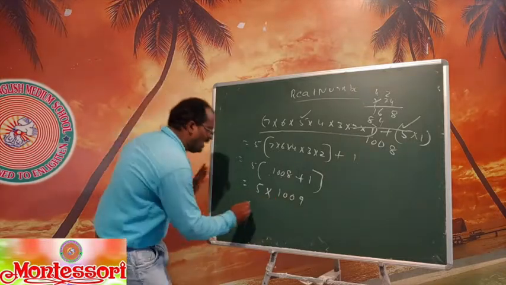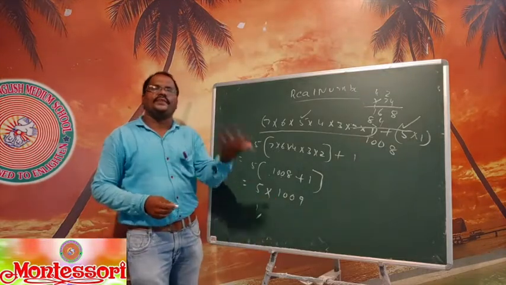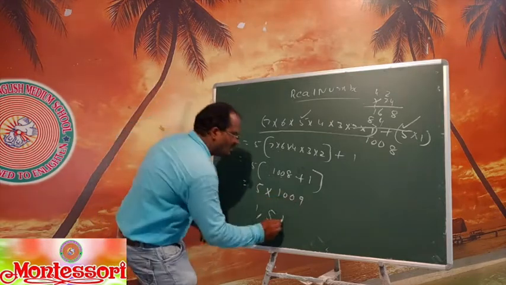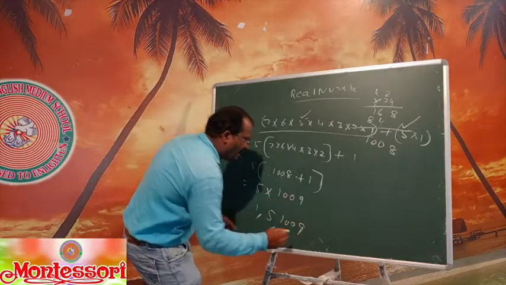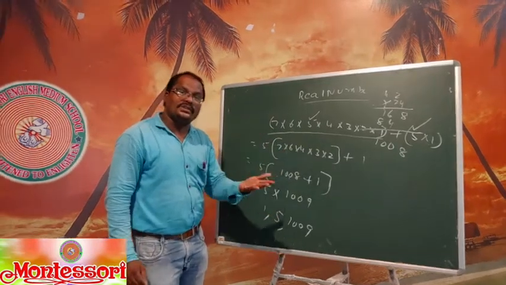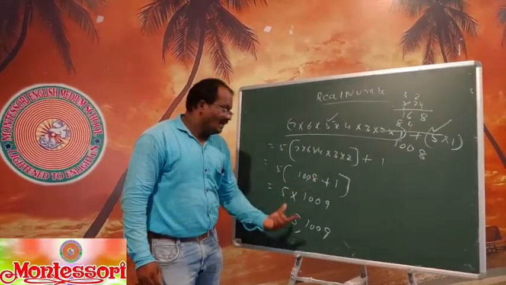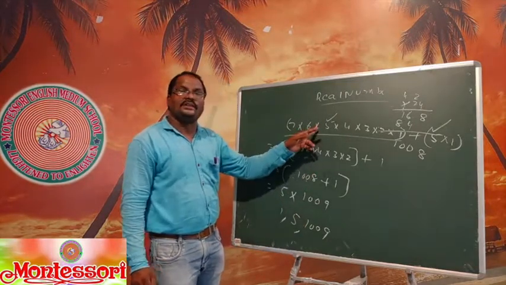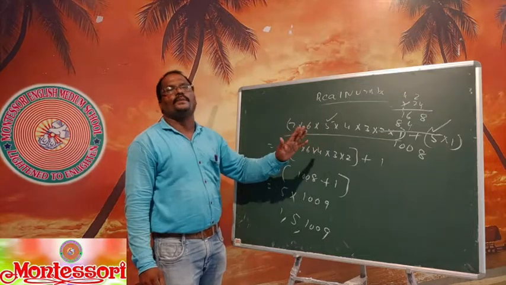But one factor I know very well. 1 is a factor of every number, and one more factor is 5, and one more factor is 1009. How many factors are there? 3 factors are there. What is our concept? Composite means more than 2 factors. Here how many factors are there? 3 factors. So that means it is a composite number. Yes, it is a composite number.